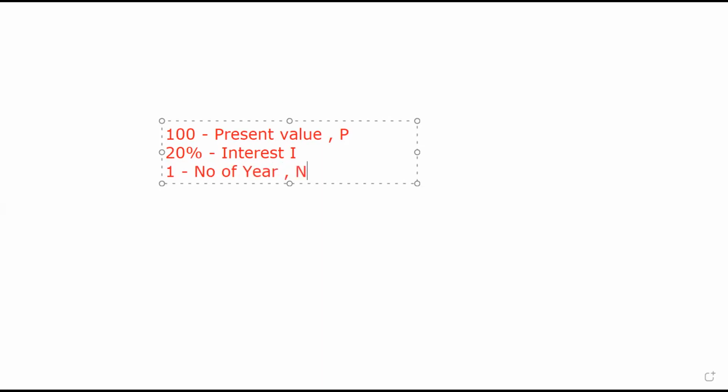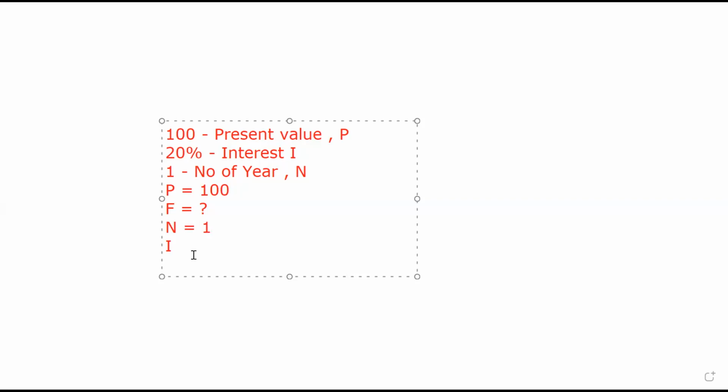presented as N. So remember, I gave us 5 economic parameters: there must be P or F or N or I or A. In this case, A does not come in, so we're going to eliminate A. F comes in, and that's what we're looking for. P was given to us, 100. The N was given to us, and that's 1 year. The interest rate was given to us, that's 20%.